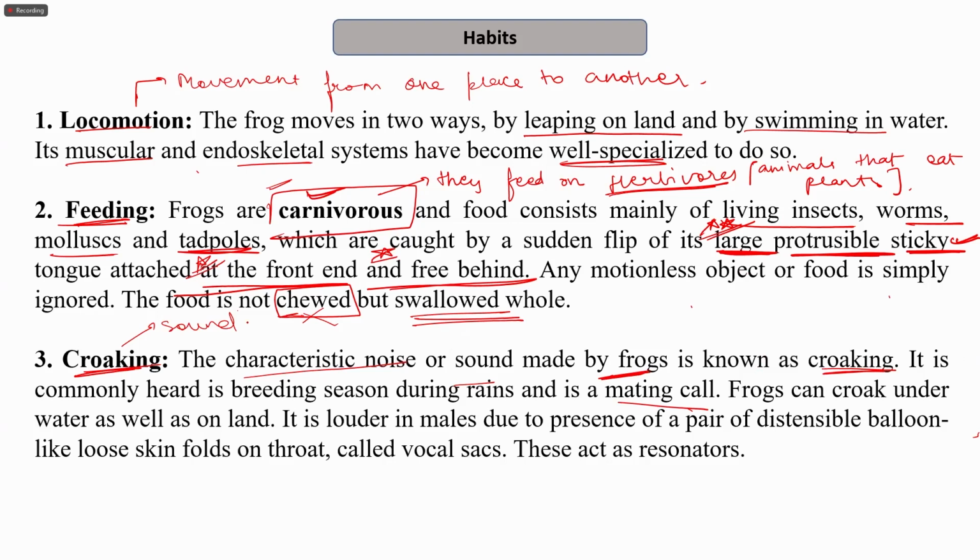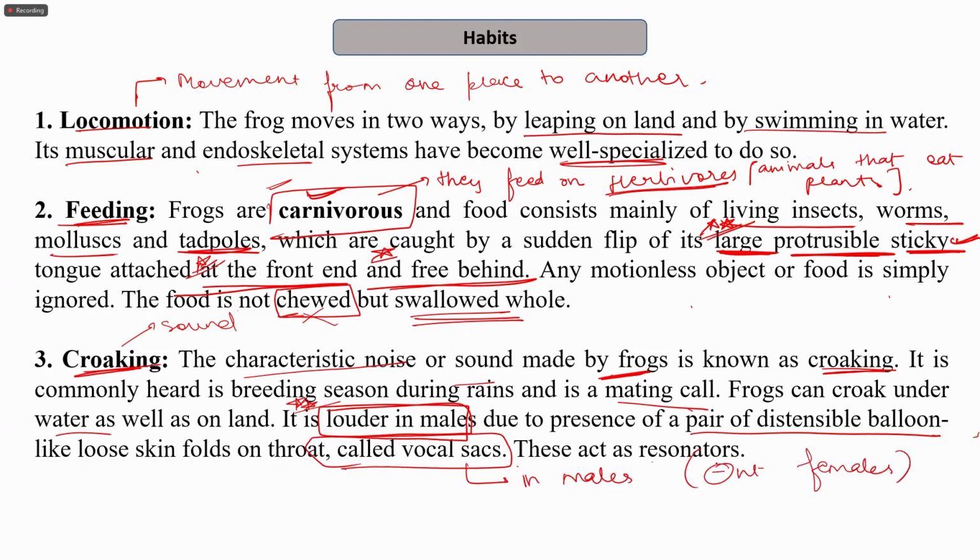Frogs can croak underwater as well as on land, so it can happen on both surfaces, and it is louder in males. This is important: it is louder in males due to the presence of a pair of distensible, balloon-like loose skin folds on the throat, which are called the vocal sacs. So vocal sacs are present in males and absent in females.